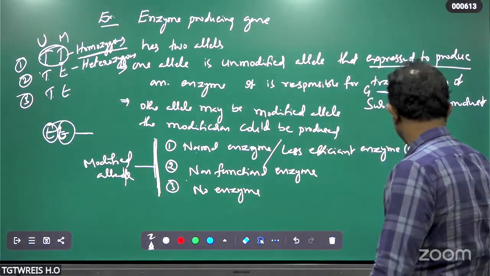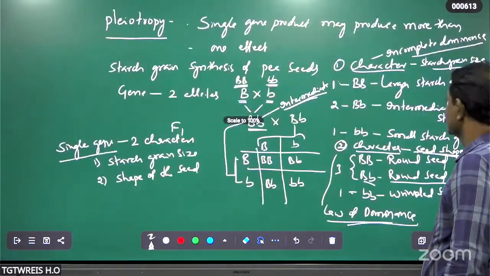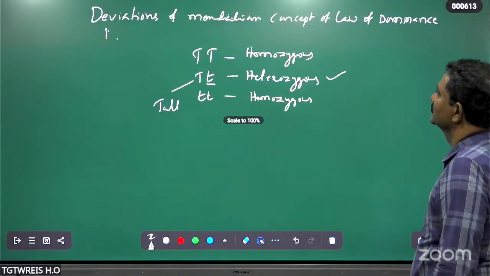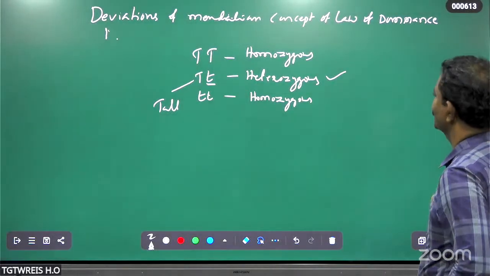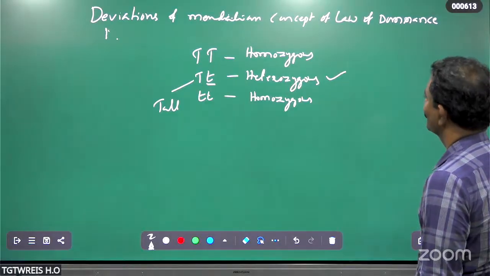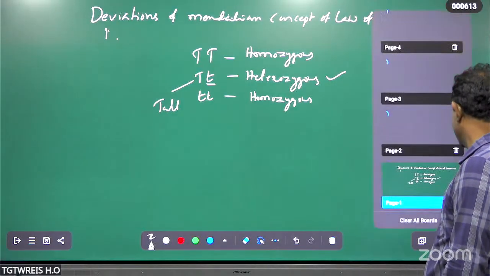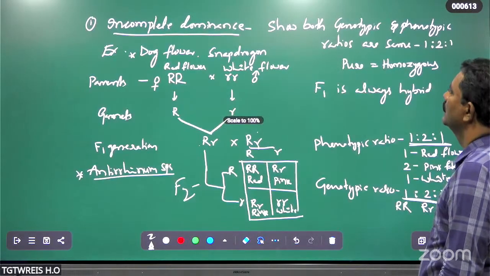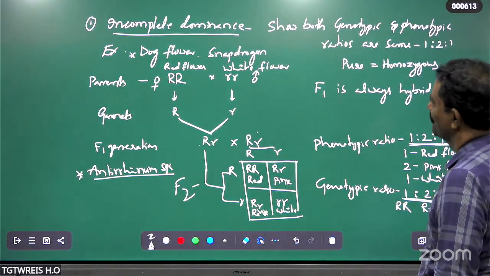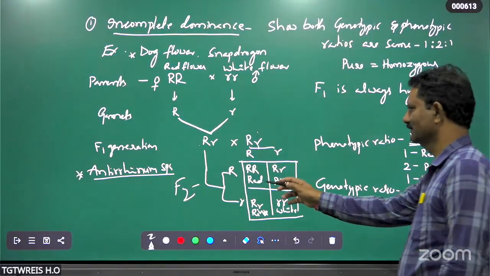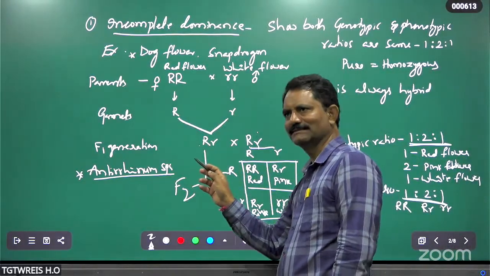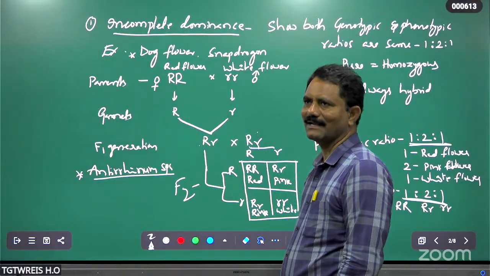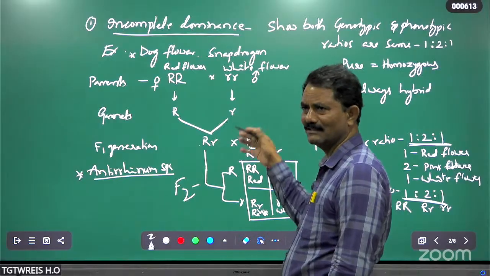Okay, we have completed today the deviations of Mendelian concept of law of dominance. So the first one is incomplete dominance. Incomplete dominance means the F1 progeny does not show any parental character, it is in between them.